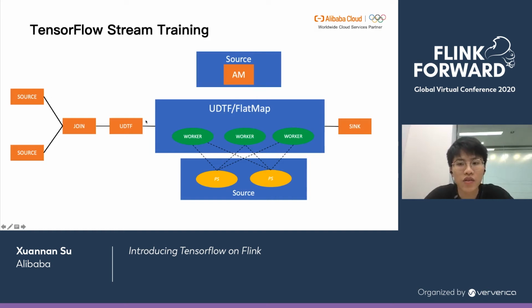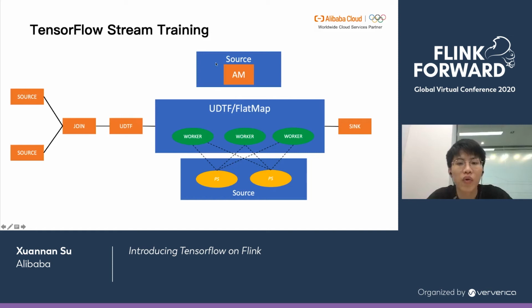That data will then be sent to the machine learning cluster for model training. In such a case, we need to consume the intermediate result in Flink. Therefore, the workers run in a flat map operator when you are using the DataStream API, or in a UDTF when you are using the Table or SQL API. The parameter server and the application manager, on the other hand, will run in the source operator since they do not need to consume any data.